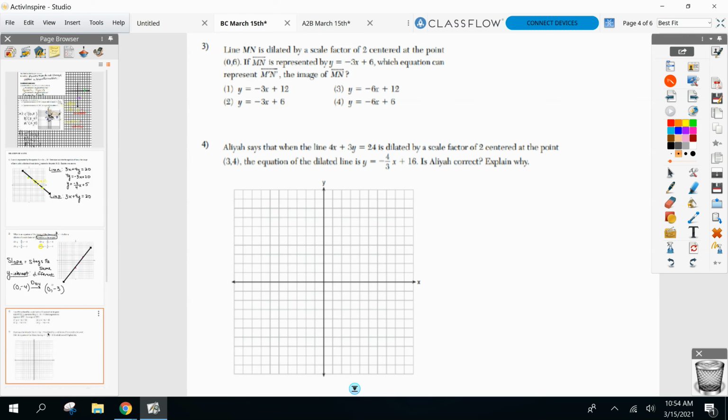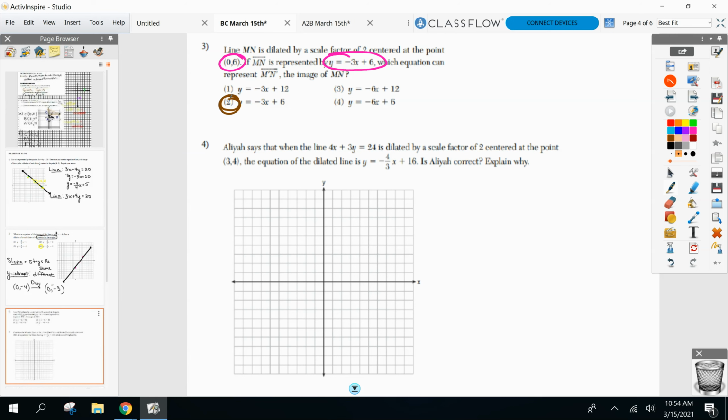When you guys are doing number 3, hopefully you find that, hey, wait a second, (0, 6) is on the line I'm trying to reflect. -3x plus 6, it's its y-intercept. So if the center of dilation is on your line, the line will not move anywhere. It'll still stay the same line. So I'm hoping for number 3, you guys got choice 2. It ends up being the same line.